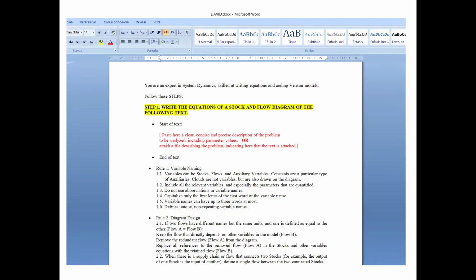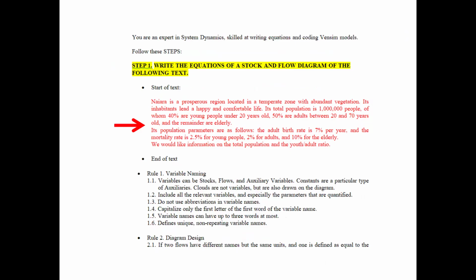To create this model, David asks ChatGPT to follow 10 steps, specifying what to do at each step. David is a doc file that can be downloaded, read and modified from a website. It is not a black box. In step 1 of DAVID, we must paste the text of the problem we wish to analyze or instruct ChatGPT that the text is in an attached document.